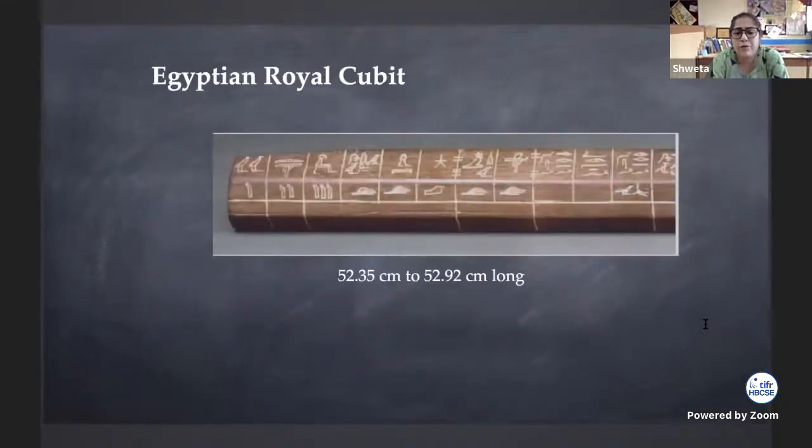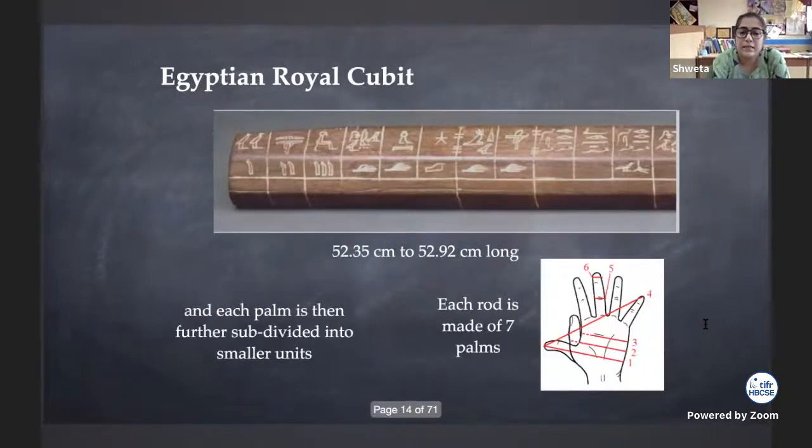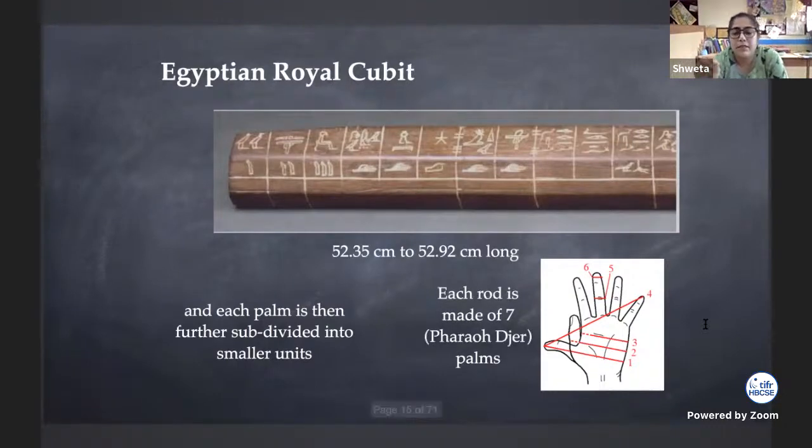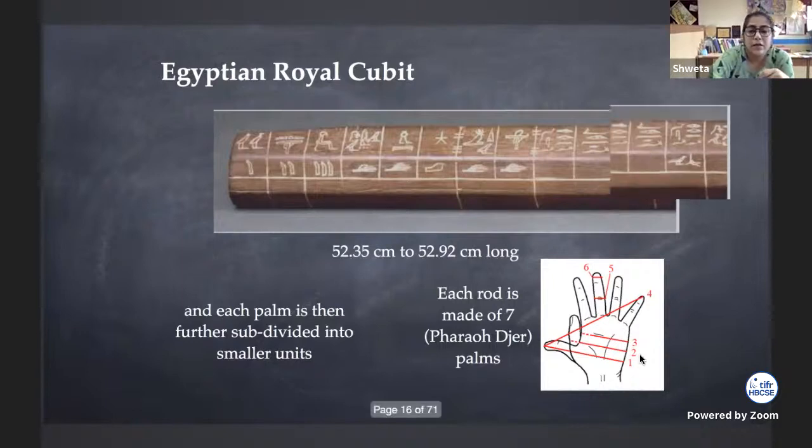This is a 52.3 centimeter to 52.9 centimeter long scale. It has 7 divisions on it, and each division is one palm. This palm is of their king, so this again has a bodily aspect to it. The number 3 you can see here in this picture is their king's palm size, and 7 of those are repeated to make this scale, and then each palm is divided into smaller units.